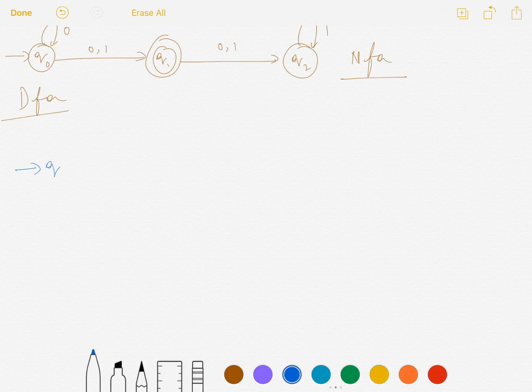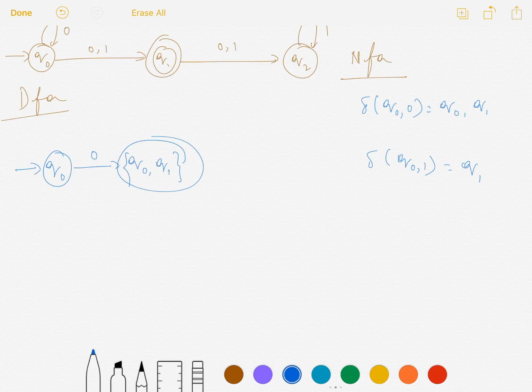In the same manner, Q0 will be the initial state. Now we have to check delta Q0 0 as well as delta Q0 1. Q0 on 0 is going to Q0 Q1, and Q0 on 1 is mentioned, that is Q1. So we can say that on 0, Q0 goes to the equivalent state Q0 Q1, and on 1 it goes to Q1. Now let us check delta Q0 Q1 0 and delta Q0 Q1 1.